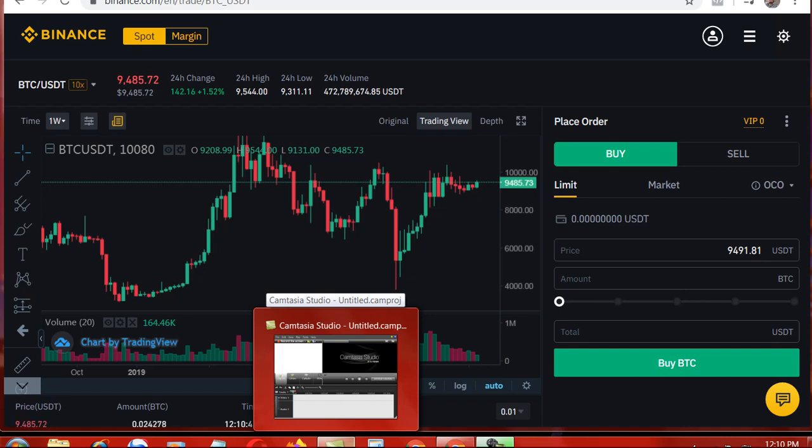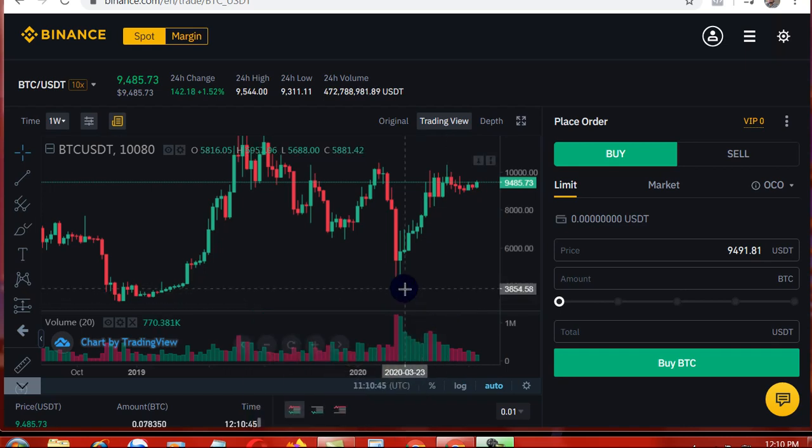I want to quickly talk about OCO, one cancels the other order. This is a kind of order we place in our trading accounts. You can find this kind of order in Binance and some other trading exchanges. So, one cancels the other order.